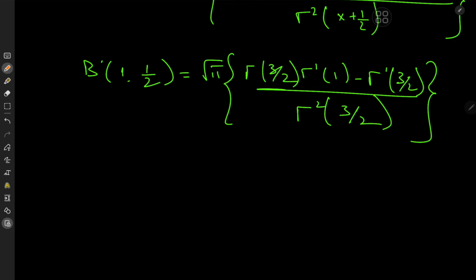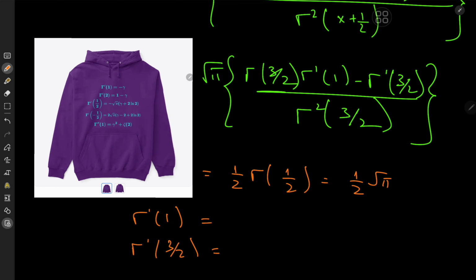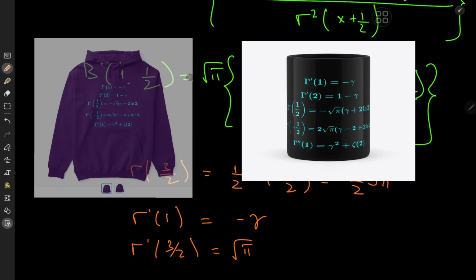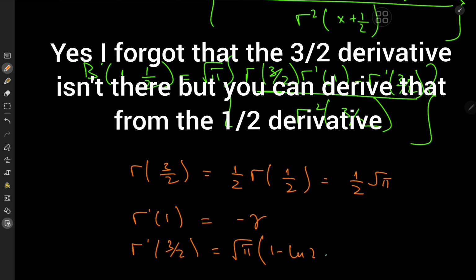Now we know from the recursion formula for the gamma function that gamma 3/2 should be 1/2 times gamma 1/2. So this thing equals 1/2 of root pi. Now what about the derivatives of the gamma function at 1 and 3/2? Well, for that, I'll just reference my hoodie over here, on which it's mentioned that gamma prime at 1 equals negative Euler-Mascheroni constant, and at 3/2, the derivative is insanely cool, just as this coffee mug is. And this thing equals root pi times 1 minus log 2 minus Euler-Mascheroni constant over 2.